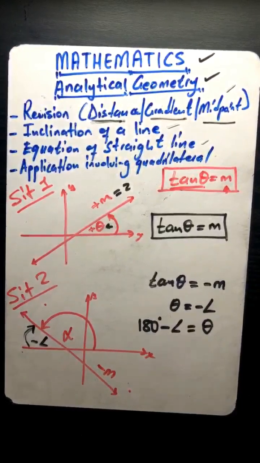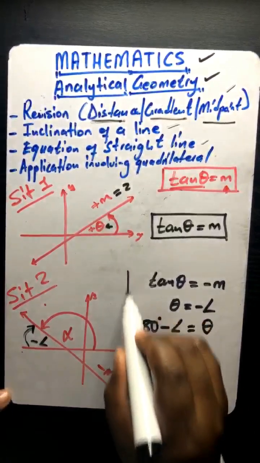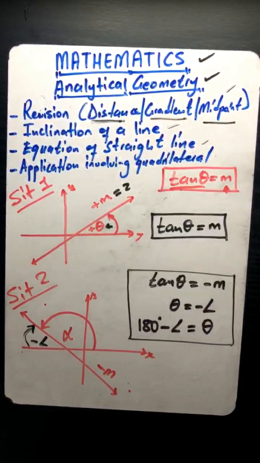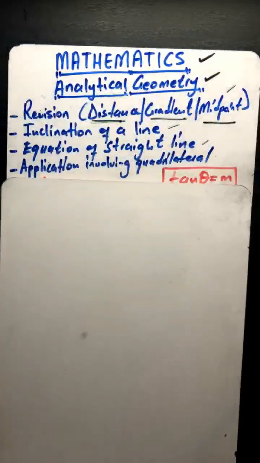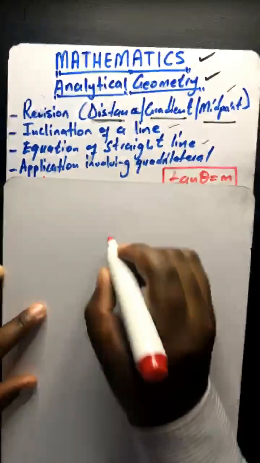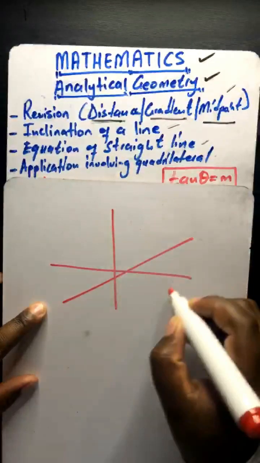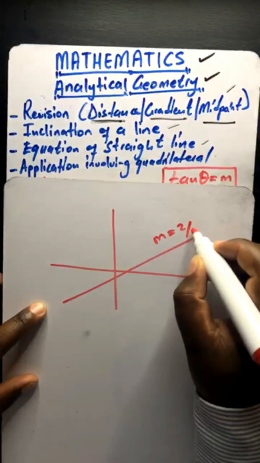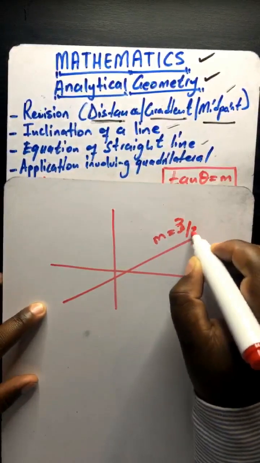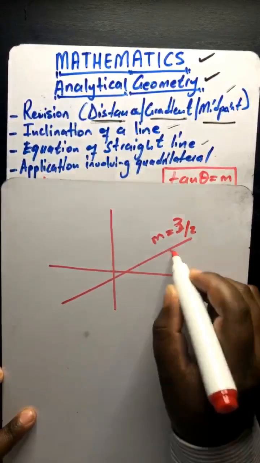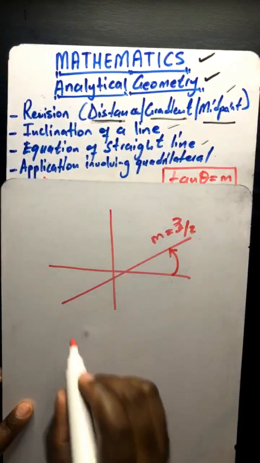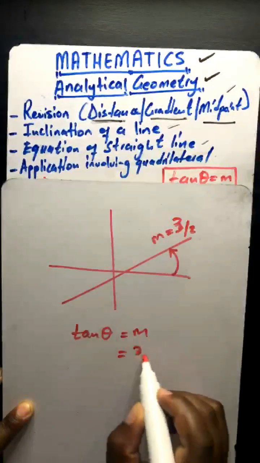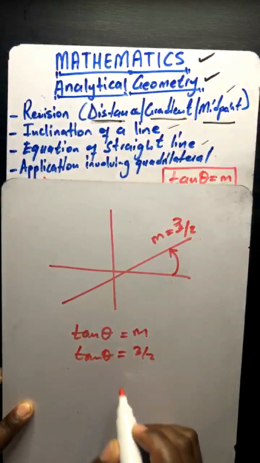Maybe let me do a very quick example, but in your case, write that down. Let's say on a Cartesian plane, you've got that line, and they say the gradient of this line is equal to, let's say, 3 over 2. And they say calculate the angle of inclination. So I know that tan angle is equal to gradient. What is the gradient? It is 3 over 2, which is equal to tan angle.